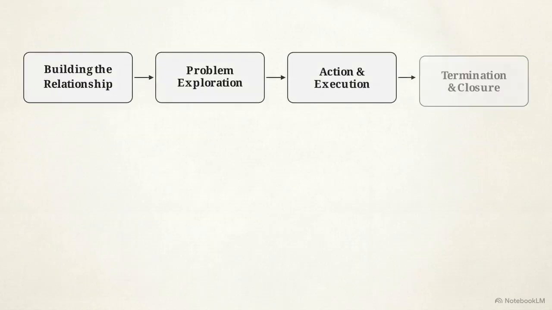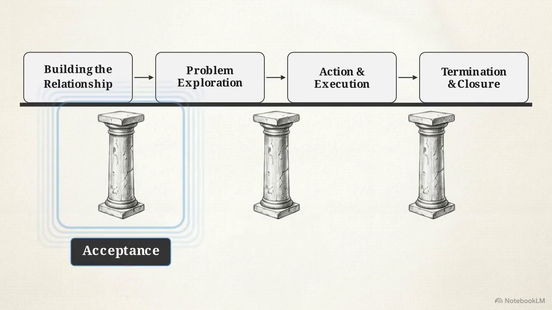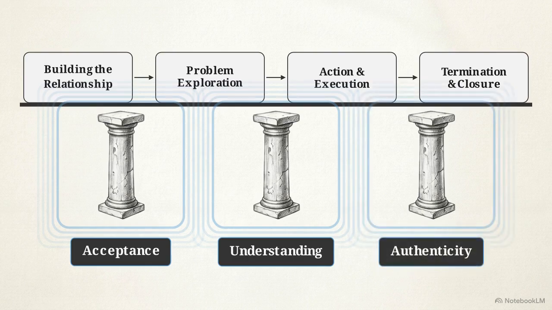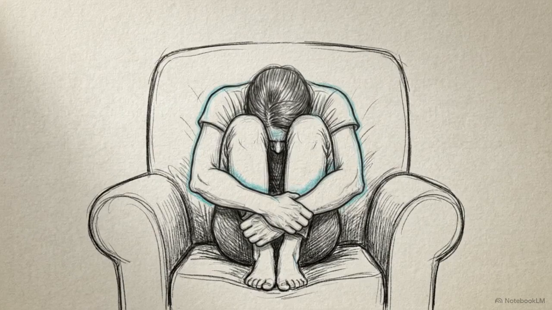Rogers' theory provides 3 core conditions. 1 is unconditional positive regard, absolute, non-judgmental acceptance of the client. 2 is empathy, the rigorous work to perceive the client's internal frame of reference. 3 is genuineness. The counselor must be an authentic, transparent human being. These 3 conditions generate the necessary psychological environment.